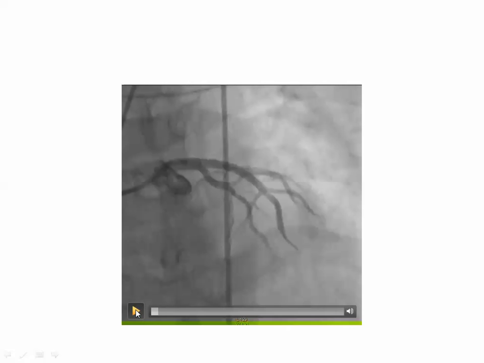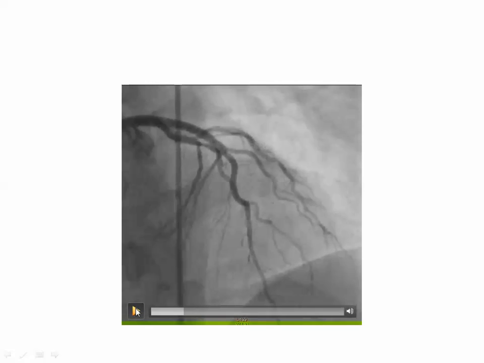What's this? This is AP, excellent. It resembles RAO because the shaft is crossing what? This is the aorta, this is the spine, crossing the proximal LAD or left main. So it's crossing it, and resembling the RAO. So cranial or caudal? Cranial. This is the diaphragm.